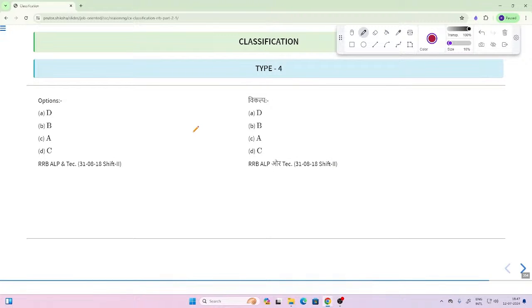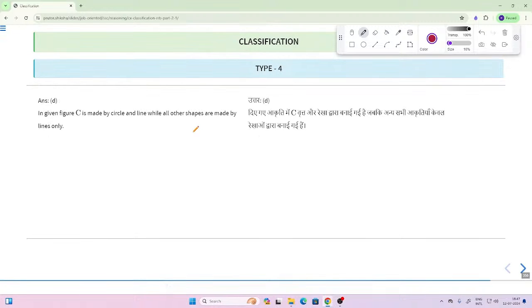Figure number C is the odd one out because the shape it is being divided into is not the same as the larger shape. In figure C, it is made by a circle and lines, while all other shapes are made by lines only.